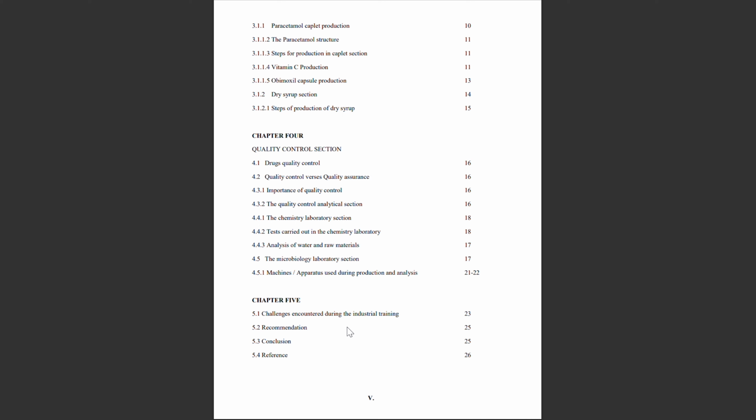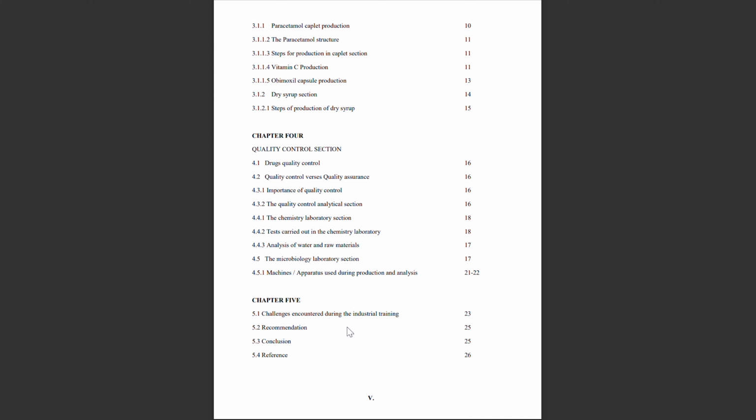Now in chapter 3, we focus more on the sections and what they manufacture. We have what we call the paracetamol production, we have vitamin C, Ubimozi. In this chapter 3, this is where I write everything I did, like the production that happens in that particular place. So here now we have production of paracetamol, we have dry syrup production, we have production of Ubimozi, production of Ubiclons. So I try as much as possible to write down those sections and how it is being produced.